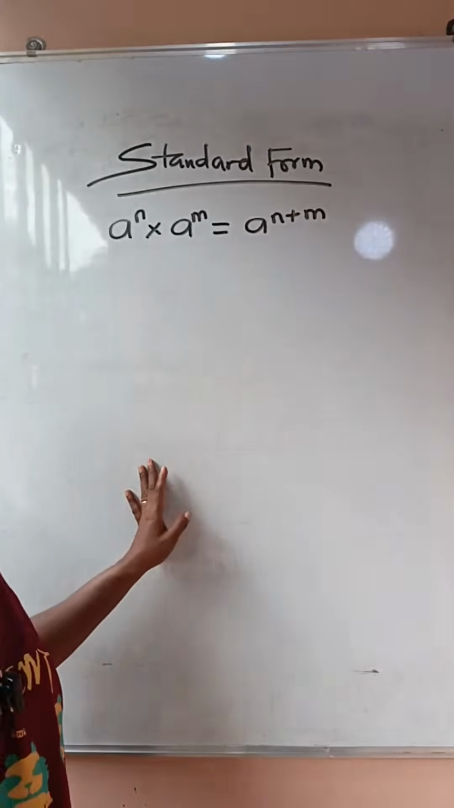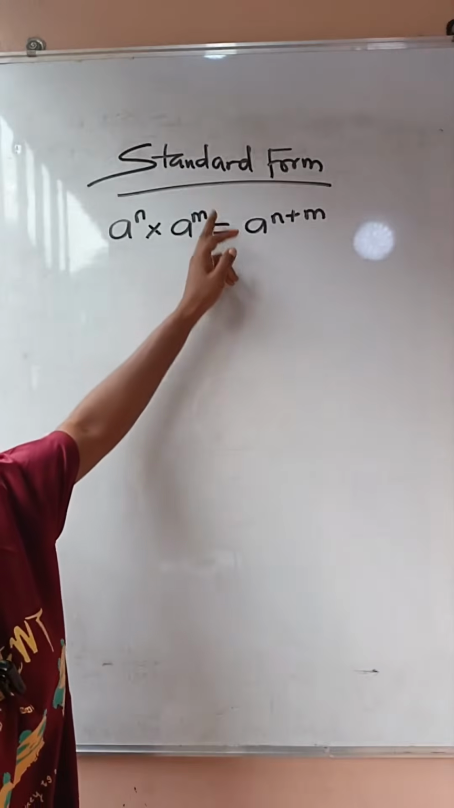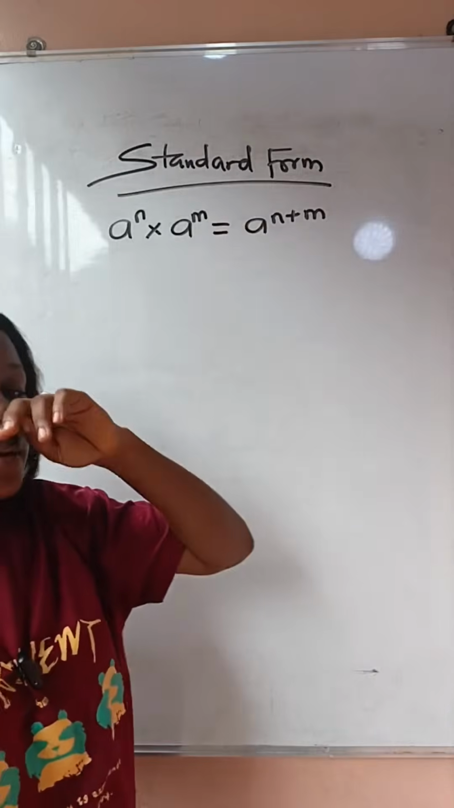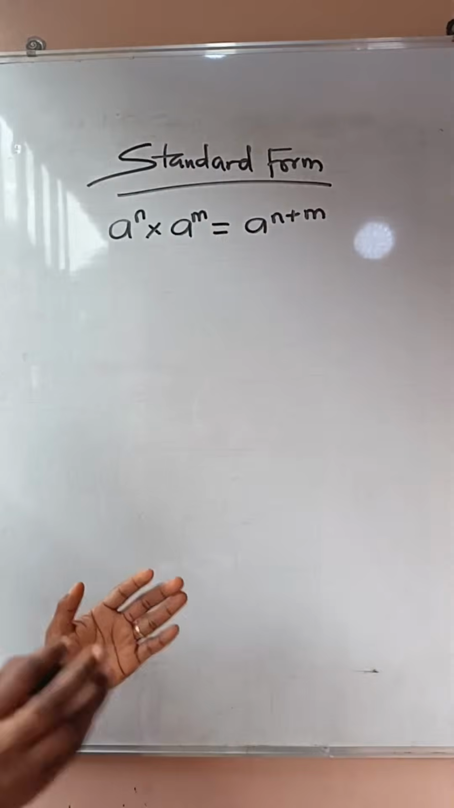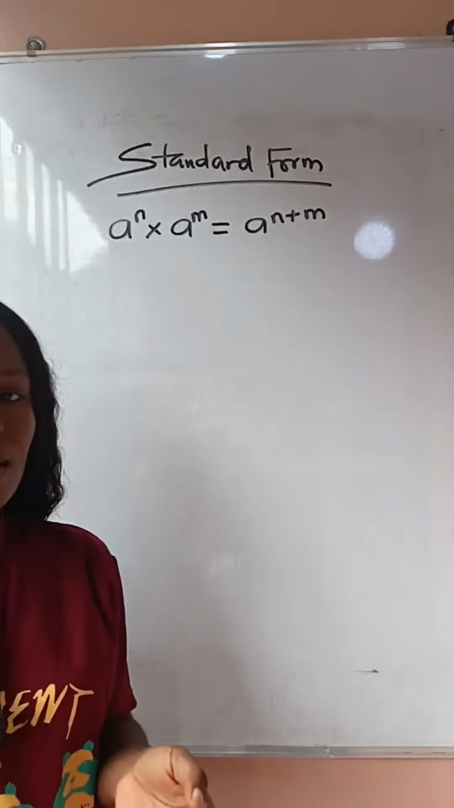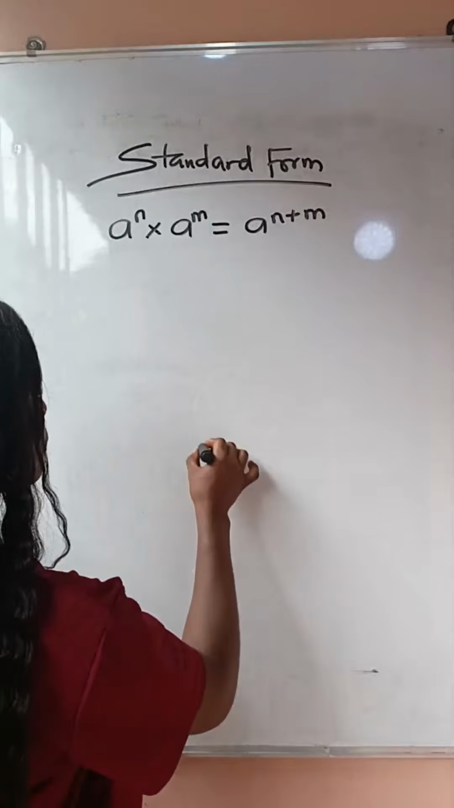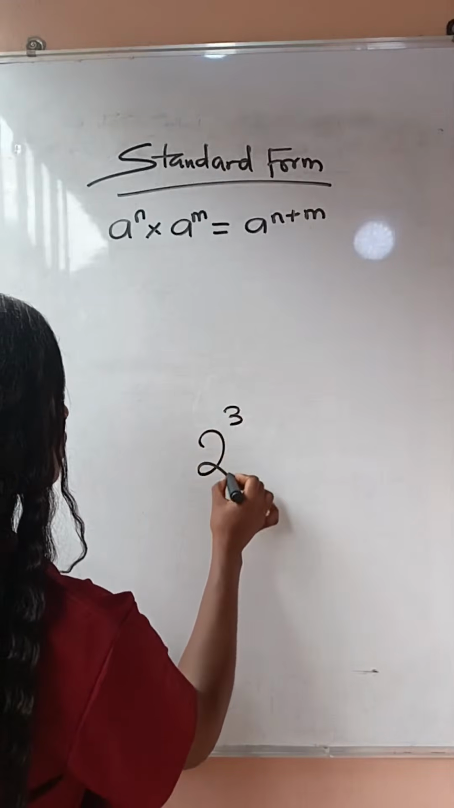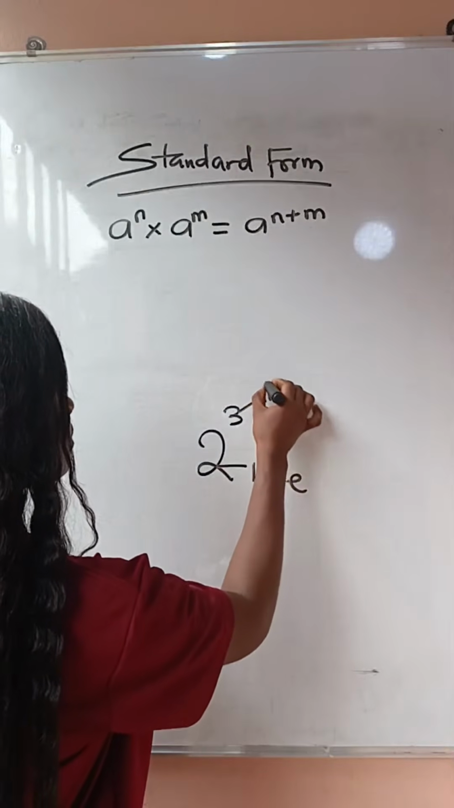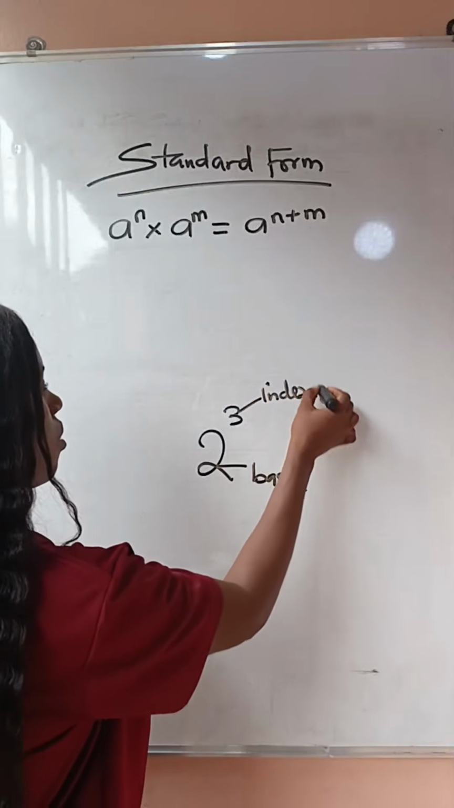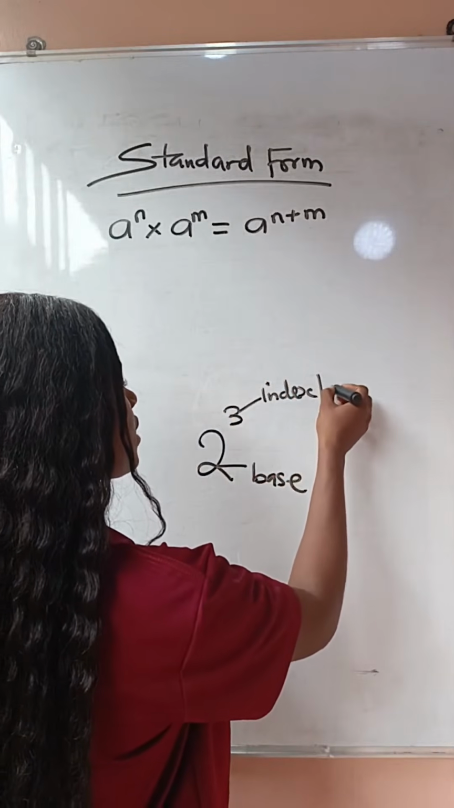It says that a to the power of n times a to the power of m is equal to a to the power of n plus m. Now, remember that if you see a number in its exponential state, it consists of its base. For example, 2 to the power of 3. This is the base, and this is the index, or the exponent.